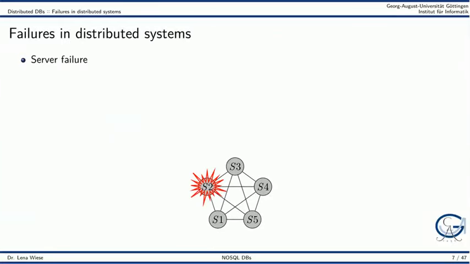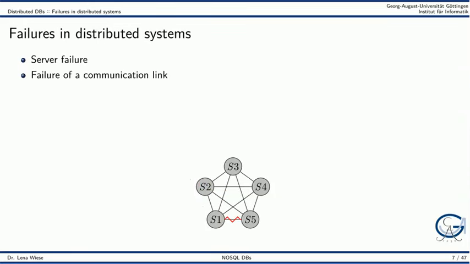One failure case is that the server crashes. It might restart after some time, but it might also crash entirely. The second case is failure of a communication link. In this case, two servers connected by the link are no longer able to communicate directly. Hence, their communication has to be rerouted via some other components.